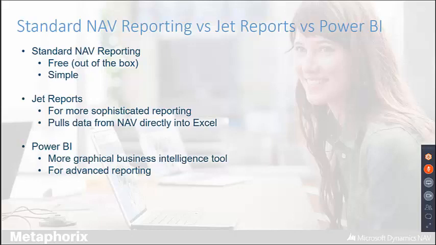So standard NAV reporting is free, out of the box, it comes with NAV, and it's simple. Jet Reports is for more sophisticated reporting, and it pulls data from NAV directly into Excel. And then we've got Power BI, which is a more graphical business intelligence tool, and it's for advanced reporting. So that's a quick overview, and now we're going to go into a bit more detail.